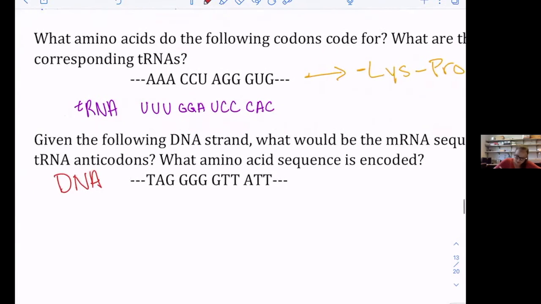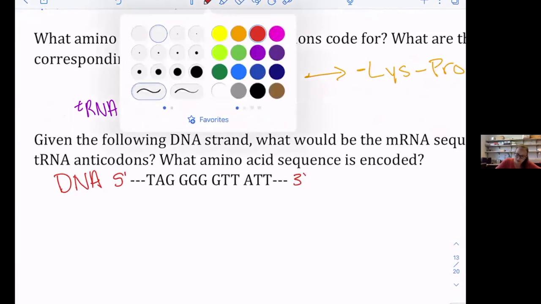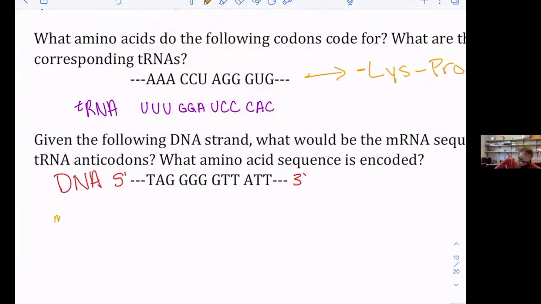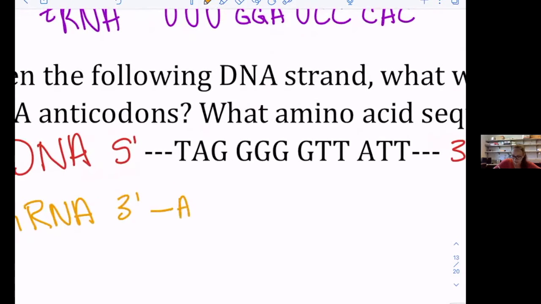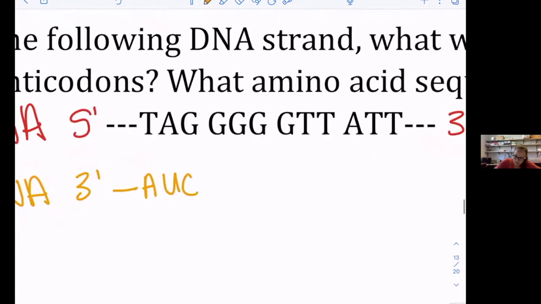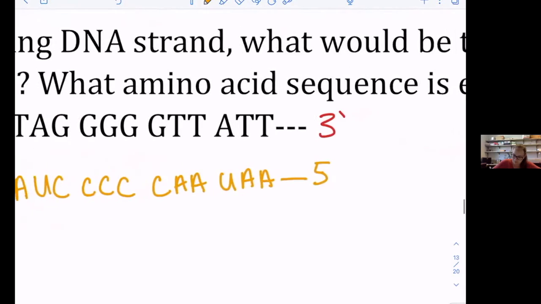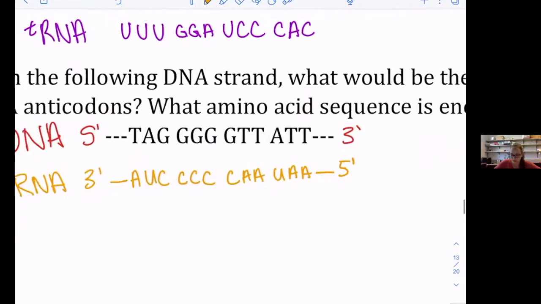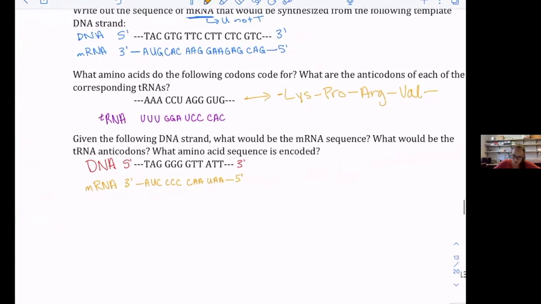Okay, so we'd have 5' to 3'. So let's do our mRNA in orange. Okay, so we'd have our 3'. We'd have a U because we're in RNA now. C, C, C, C, C, A, U, A. Then we'd have our 5'. Okay. Beautiful.